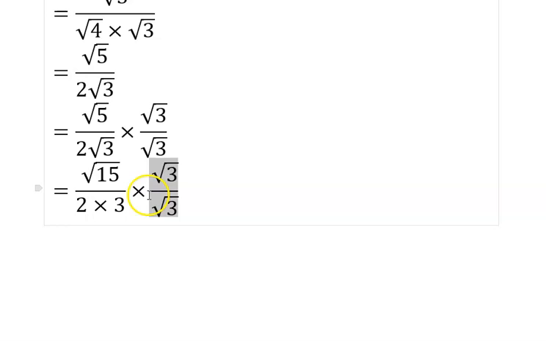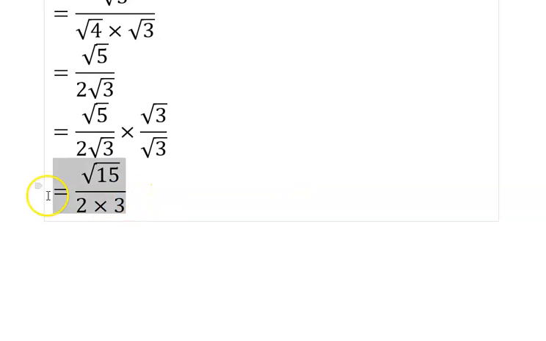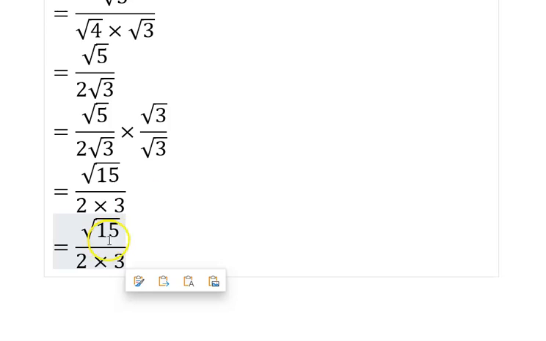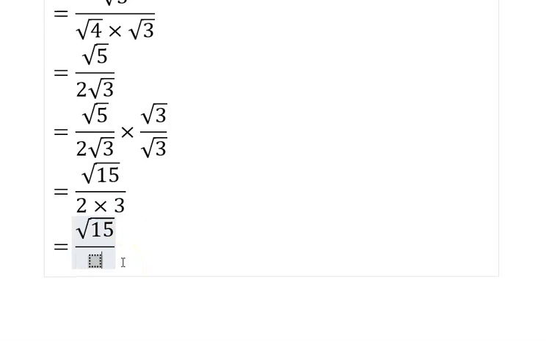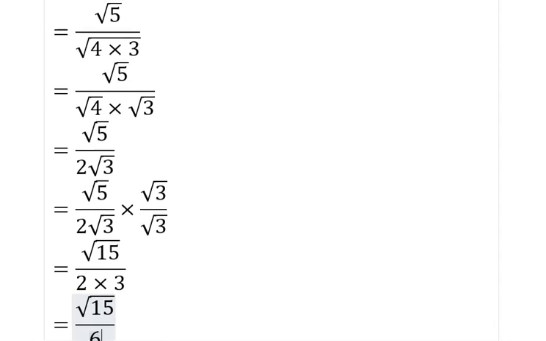We'll be able to rationalize. By so doing, our final answer will now be 2 times 3 down here, which will give us 6. So we've been able to rationalize: root 15 over 6 is our final answer. Solution number 2.